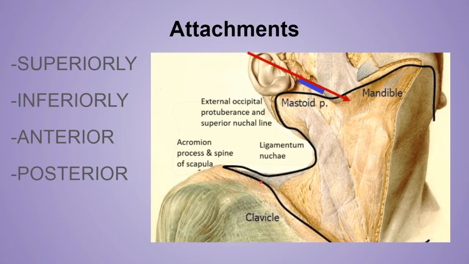Posteriorly it mainly includes two things: the ligamentum nuchae and the spine of the 7th cervical vertebra. And anteriorly also two things: the symphysis menti and the hyoid bone.